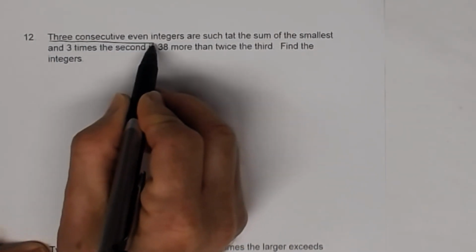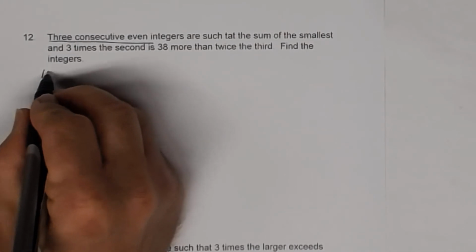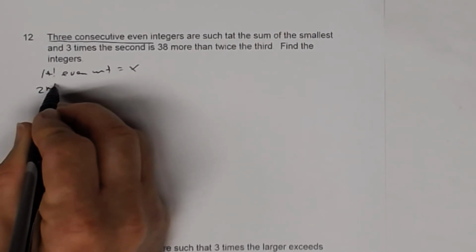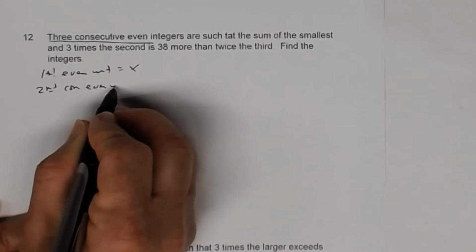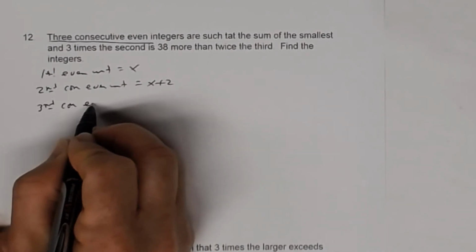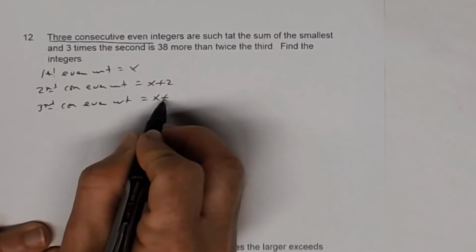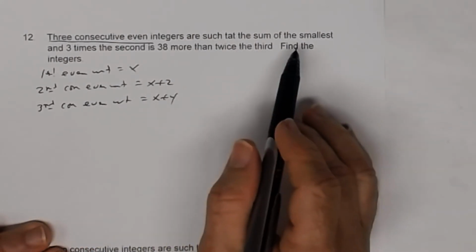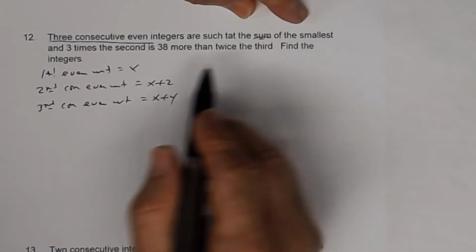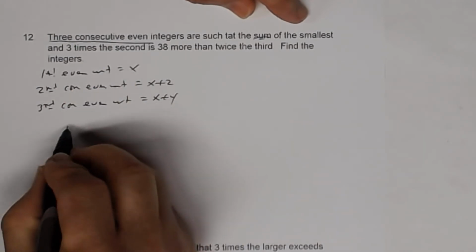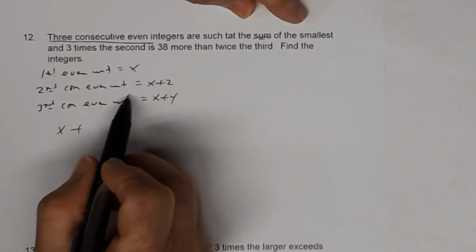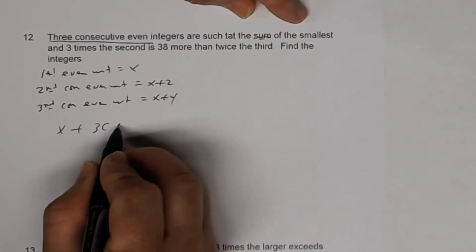So let's first of all deal with the fact that we're dealing with three consecutive even integers. So first even integer, let's say that's x. Second consecutive even integer is going to be x plus 2. Third consecutive even integer is going to be x plus 4. And we're going to use the rest of this for our equation. So it says such that the sum of the smallest, so x would be the smallest, so the sum of the smallest x plus 3 times the second, so 3 times this. Okay, so let's look at that again.